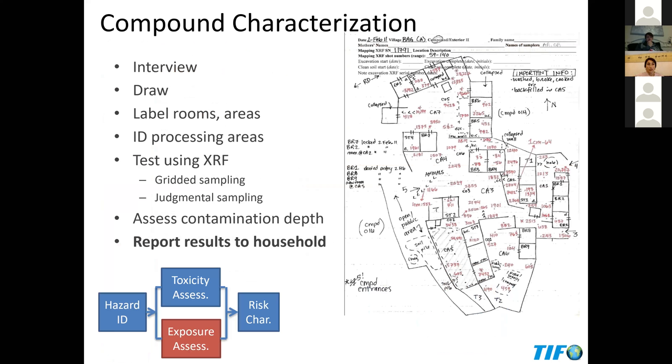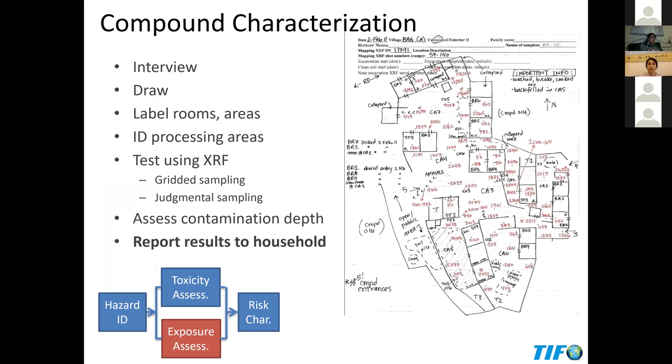So earlier I showed you a picture of the XRF. This is what we did with the XRF. We drew maps of each home and of areas outside the home we call public areas. And with that map, we were able to indicate the different lead results that we found in the home.